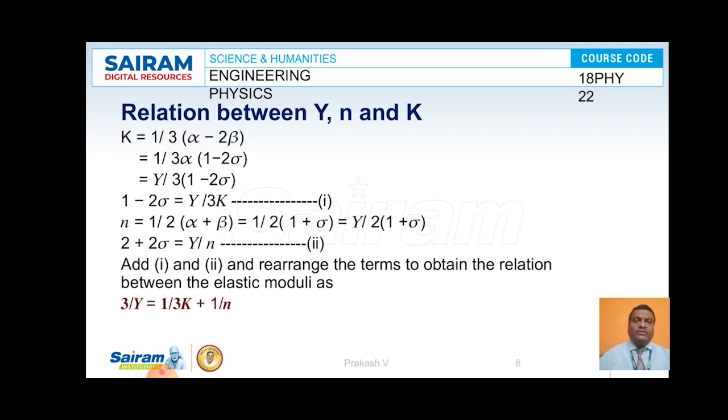Further, n is equal to 1 by 2 into alpha plus beta, that is equal to 1 by 2 alpha into 1 plus sigma. Here 1 by alpha is equal to Young's modulus, therefore the value of n is equal to Y by 2 into 1 plus sigma. So 2 plus 2 sigma is equal to Y by n. Consider that as equation number 2. Now we have to add equation number 1 and 2, and after simplification we will get the value 3 by Y is equal to 1 by 3K plus 1 by n. So this is the relationship between Young's modulus Y, n and K. Thank you.